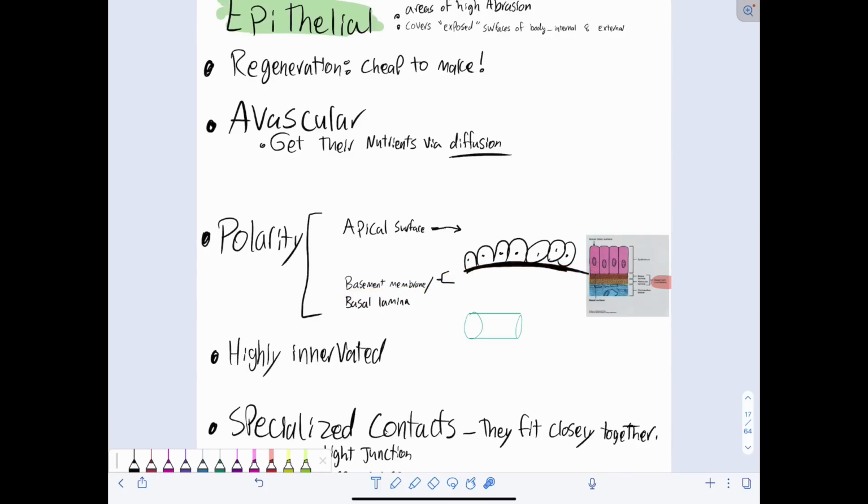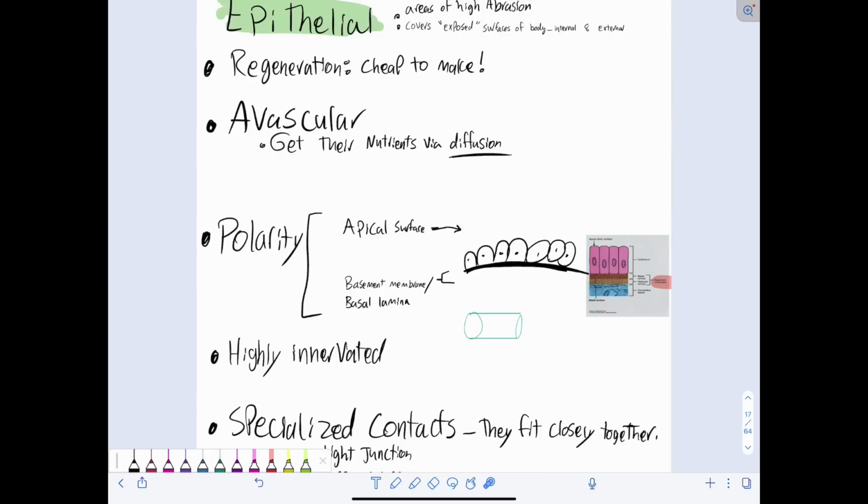And you notice that you have the epithelial cells right on top of it. And on this side here, it's called the apical surface. Now, this apical surface could either be the inside of the blood vessel, or the inside of the intestine, or the outside of your skin, right? So the actual environment that's outside. So these make them polar.